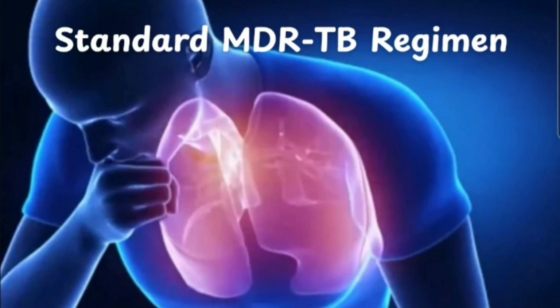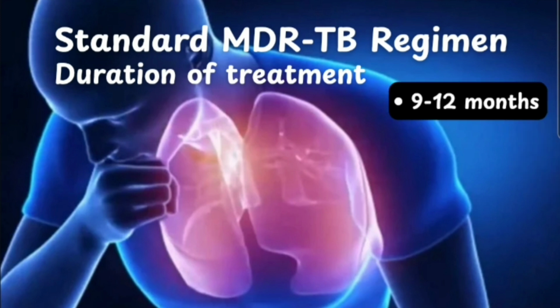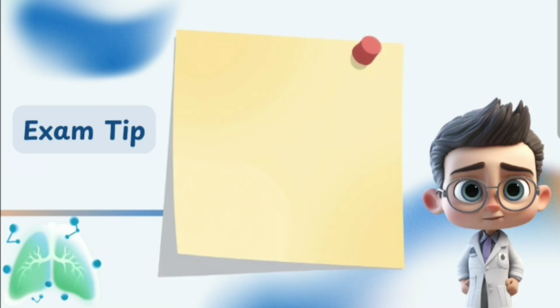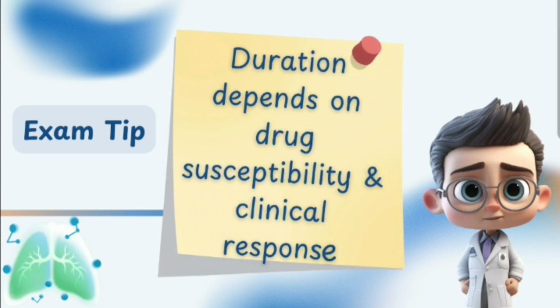A typical MDR-TB regimen includes at least 4 effective drugs, usually bedaquiline, linezolid, a fluoroquinolone, plus 1 or 2 additional agents, and the duration of treatment has been significantly shortened. For standard MDR-TB, the duration of treatment is 9 to 12 months, and longer regimens of 18 months duration are given if the disease is extensive or the resistance pattern is complex. Another exam tip: duration depends on drug susceptibility and clinical response.